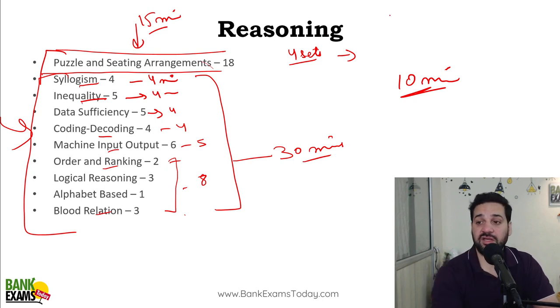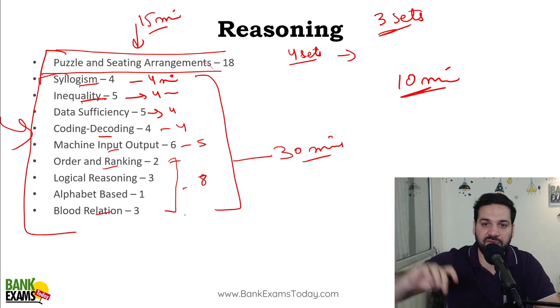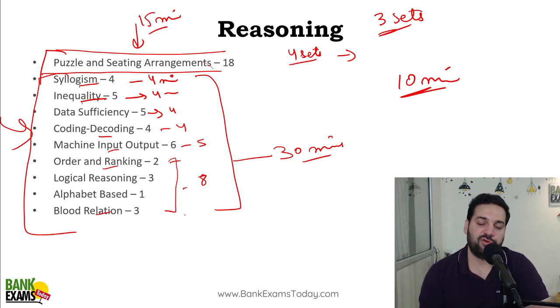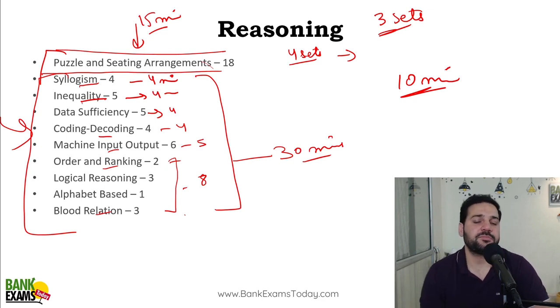See students, there will be 3 to 4 sets, let's say 3 sets are there. If you are not a very genius student, you won't be able to attempt 15 questions. If you try to do so, the accuracy would sink. एक्यूरेसी बहुत कम हो जाएगा. सो तीन सेट हैं, यू नीड टू पिक द सेट्स.